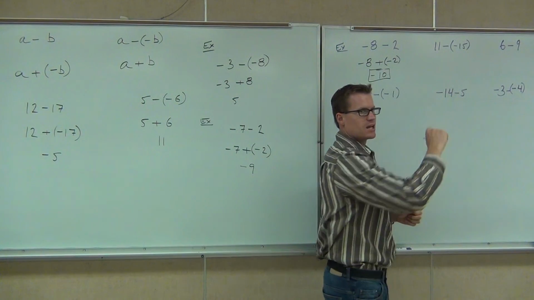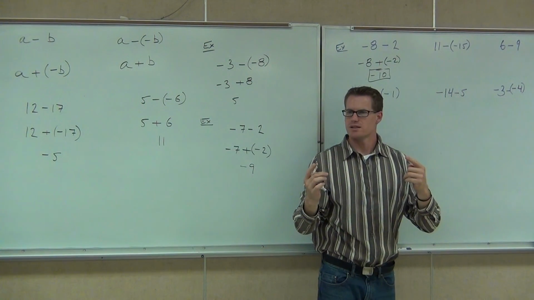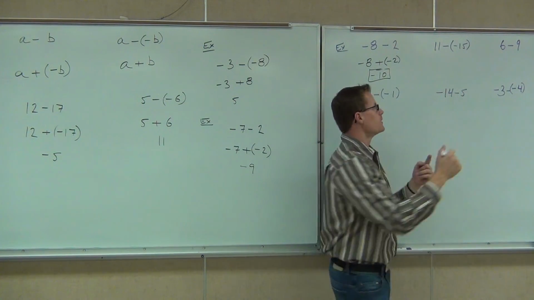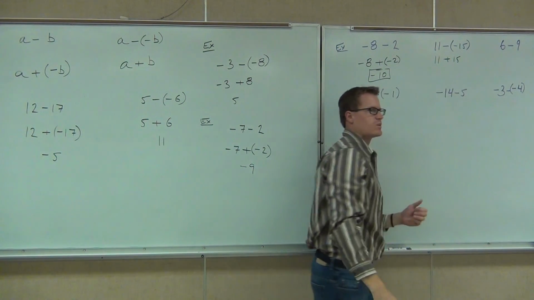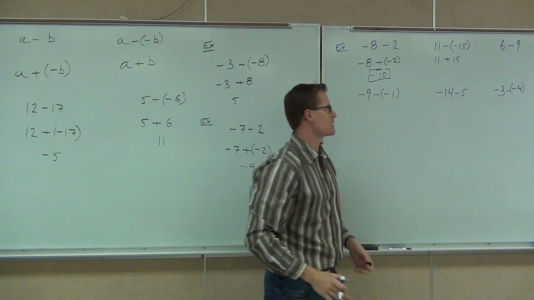So we have minus and negative. We know we're going to change that into a, what is it? So we should have 11 plus 15. We add those together, we get 26, I think.